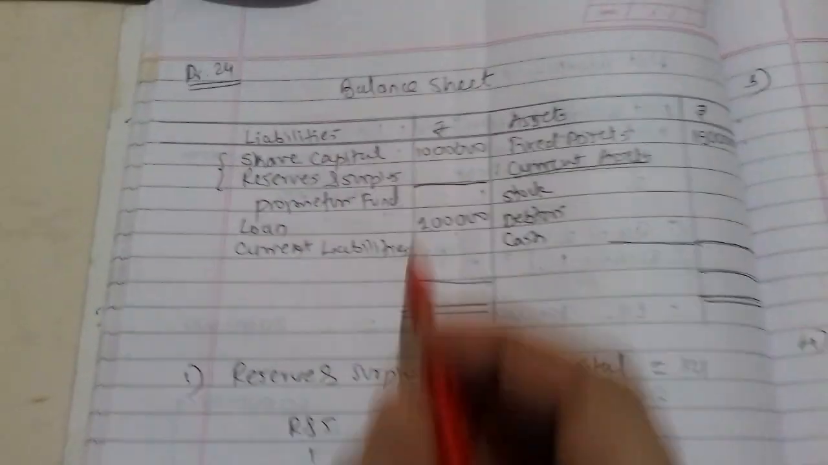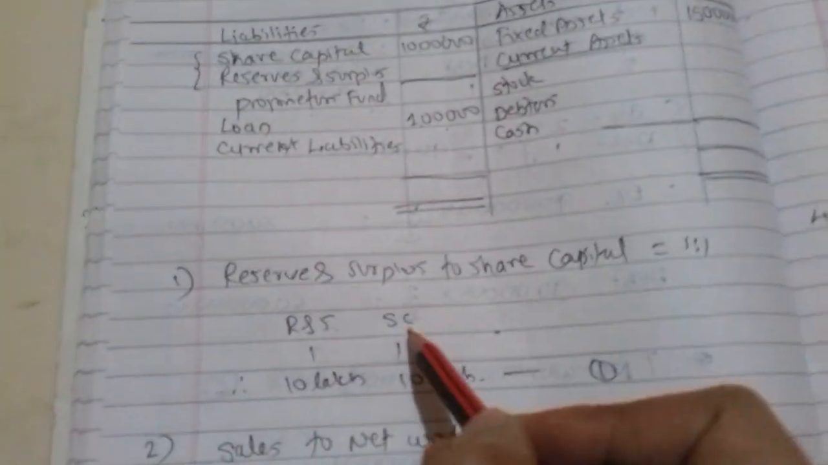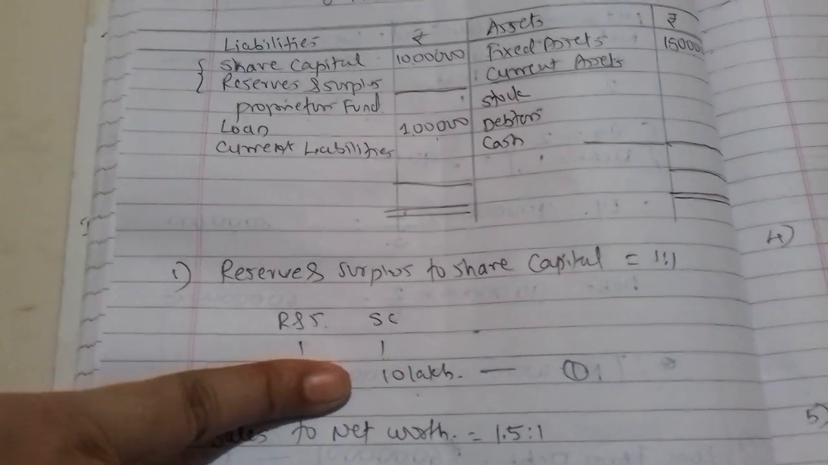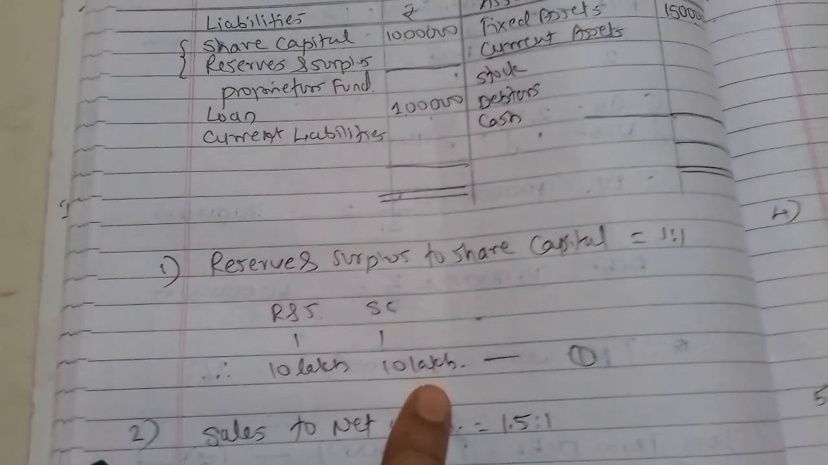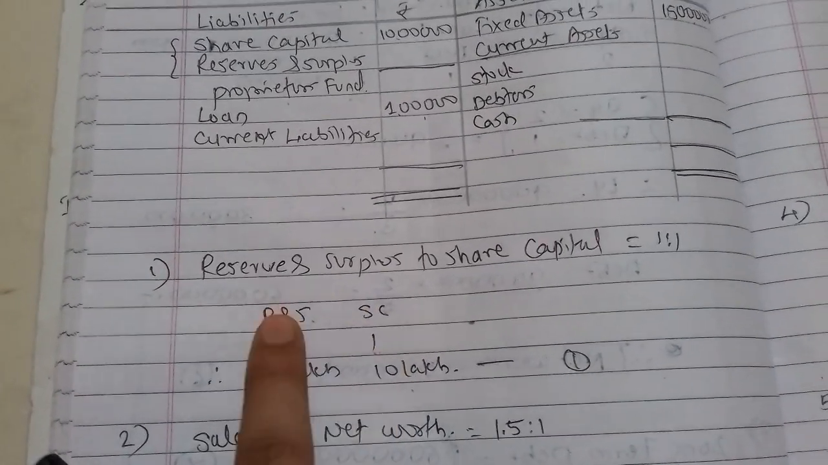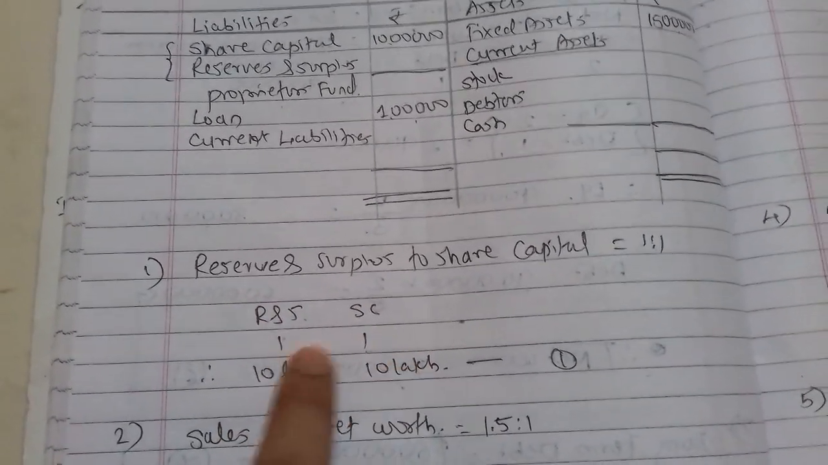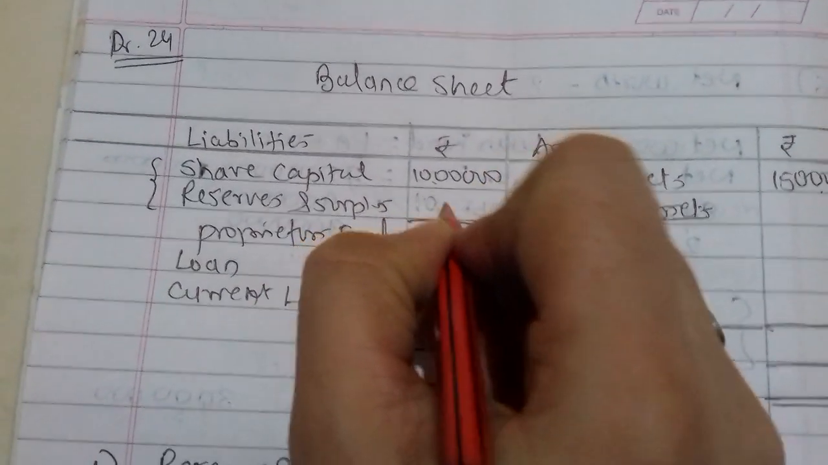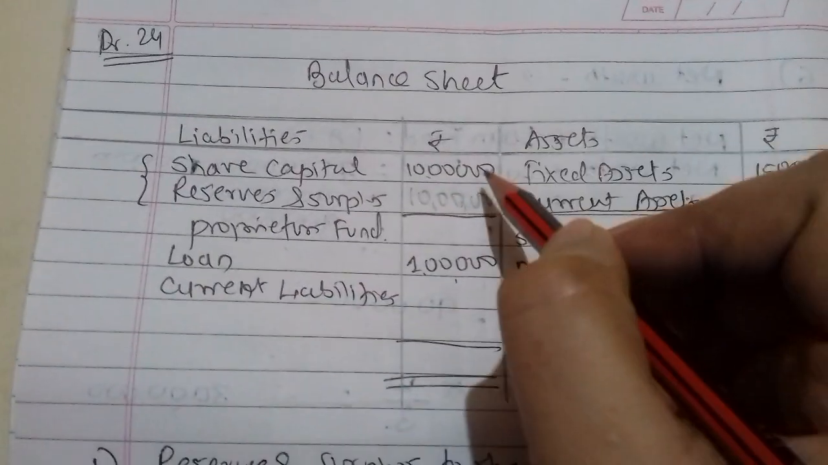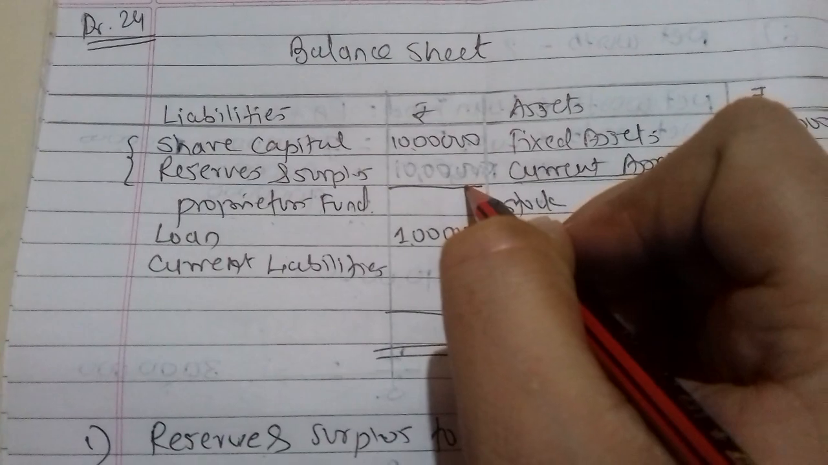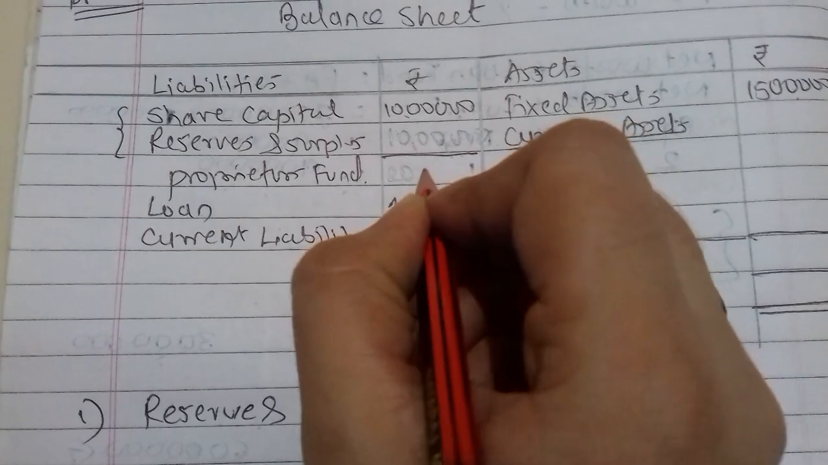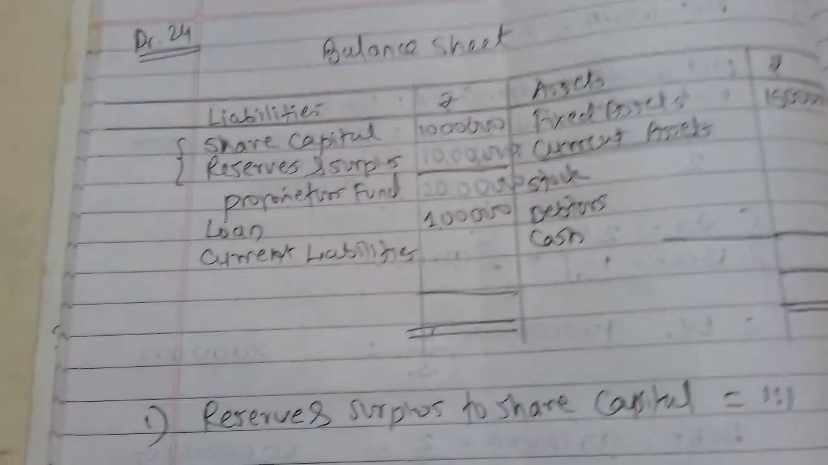Now we see our share capital is 10 lakhs, right? Using this share capital we have to find reserves. So if my share capital is 10 lakhs, and if share capital is 1, reserve is 1. So if share capital is 10 lakhs, then my reserves will be 10 lakhs. So I can write here it is 10 lakhs. My share capital is 10 lakhs, reserves are 10 lakhs, 1:1. If share capital is 1, then reserve is 1. So I can say my proprietors fund or net worth is 20 lakhs.